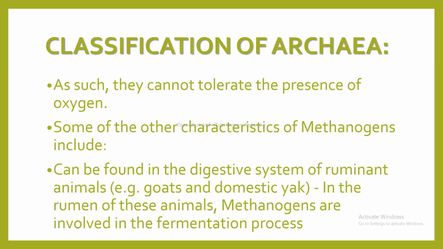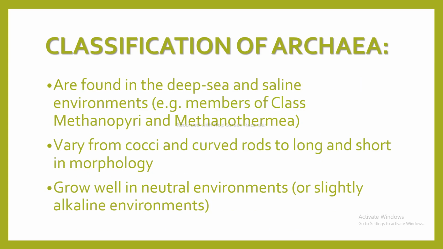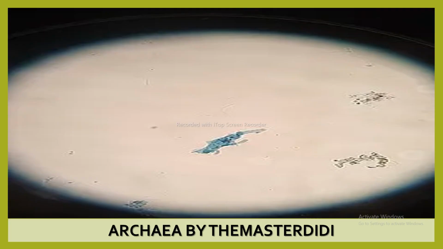Some of the other characteristics of methanogens: they can be found in the digestive system of ruminant animals, for example goats and domestic yak. In the rumen of these animals, the methanogens are involved in the fermentation process. They are also found in the deep sea and saline environments, for example the members of class Methanopyri and Methanothermia. They vary from coccoid and curved rods to long and short rods in morphology. They grow well in neutral or slightly alkaline environments. So this is the archaea, as shown in the figure.